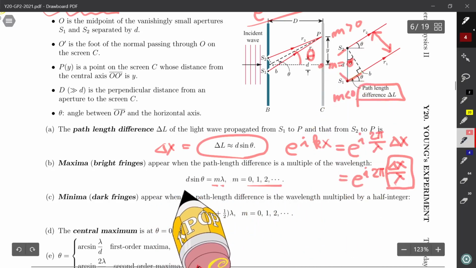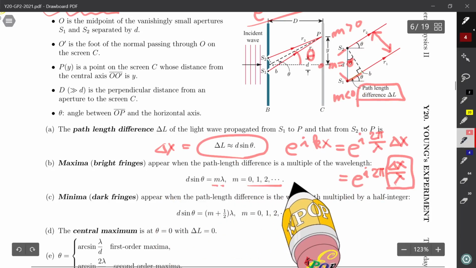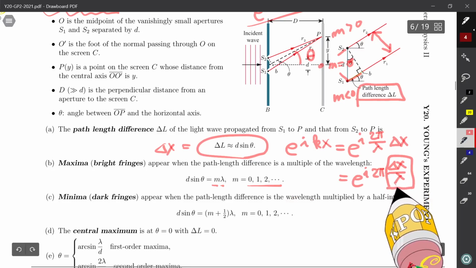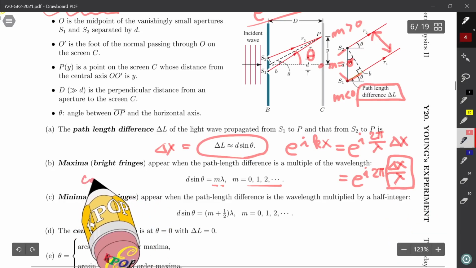Then we may have the maximum points, because it is two waves of equal phase. So this is a constructive interference.